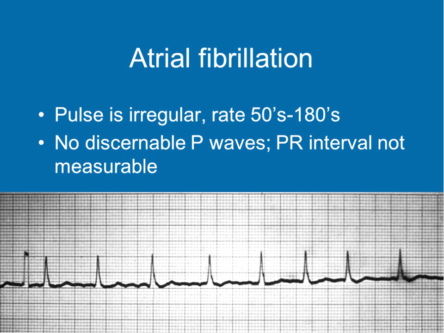This is atrial fibrillation. As you glance at this strip, the first thing you should notice is that it's somewhat irregular. If you just glance over these R to R's, they're not regular. But the hallmark is that you don't have discernible P waves. Rather, you have kind of a squiggly line. Okay? Can't really find a P wave. So there is not a PR interval. Now, the rate of atrial fib can be very slow or very fast.